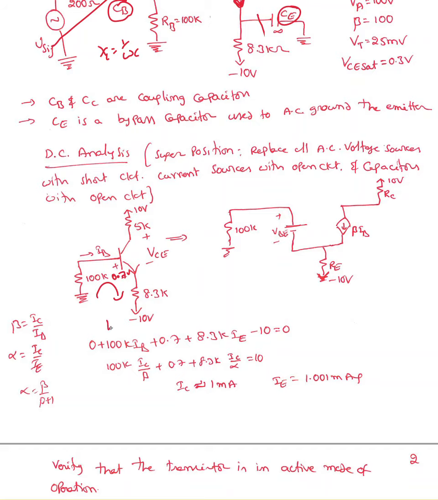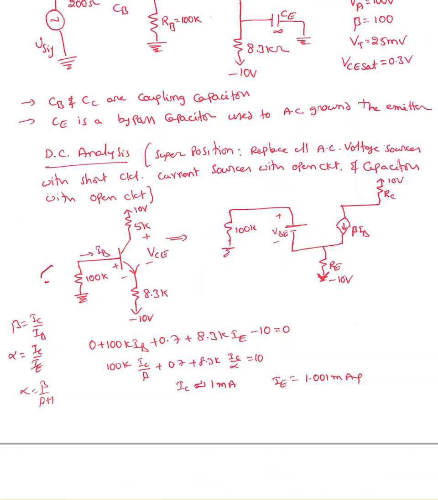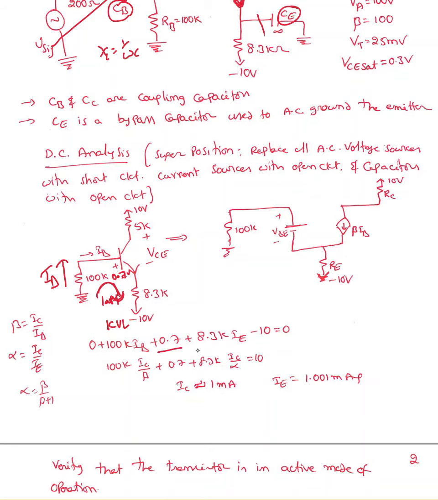I'm going to write a KVL equation in this loop. Okay, that's loop 1. So 0 plus 100k IB, that's IB, plus 0.7 plus 8.3k IE minus 10 equal to 0. That's the loop equation. So we know that beta equal to IC over IB, alpha equal to IC over IE, alpha equal to beta over beta plus 1. You need to remember all these three formulas. After substituting these two in the place of IB and IE, we end up finding IC equal to 1 milliampere, IE equal to 1 milliampere too.